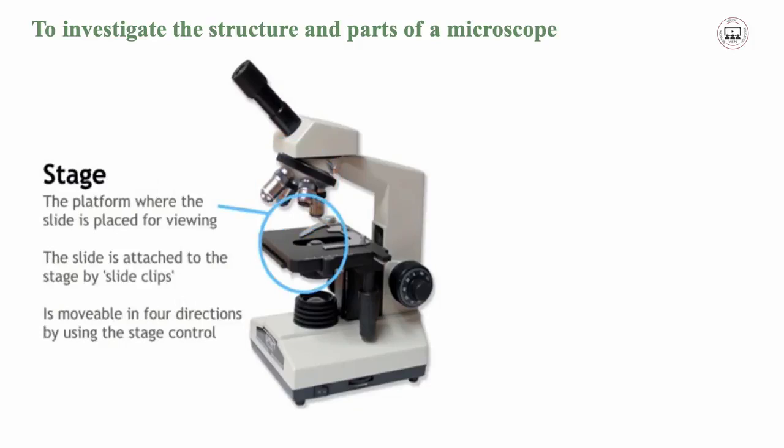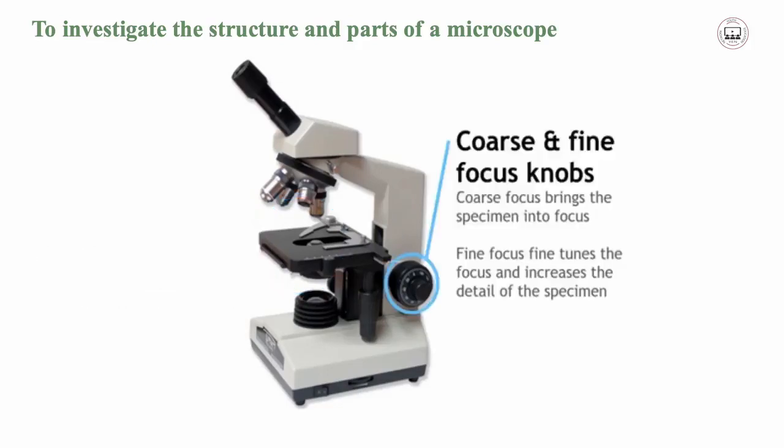The slide is attached to the stage by using the slide clips. It is movable in 4 directions by using the stage control. The coarse and fine focus knobs. These move the stage towards or away from the objective lenses, depending on which way it is turned. The coarse focus knob brings the specimen into focus.